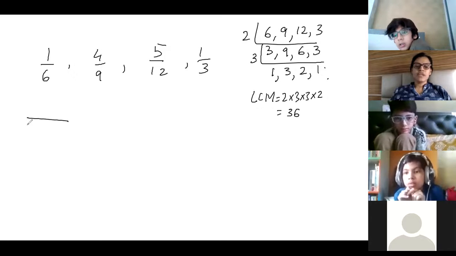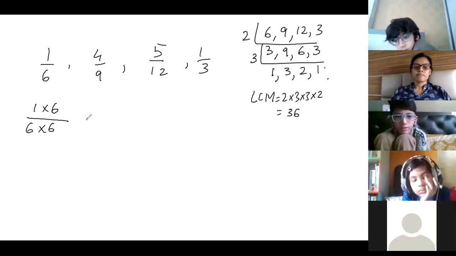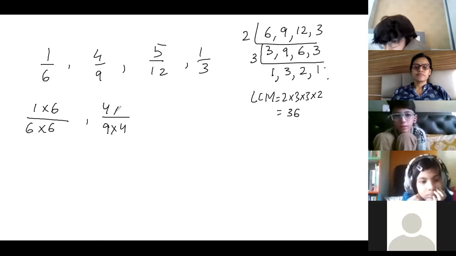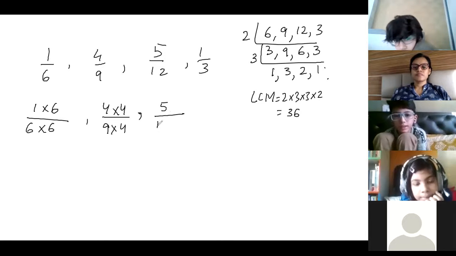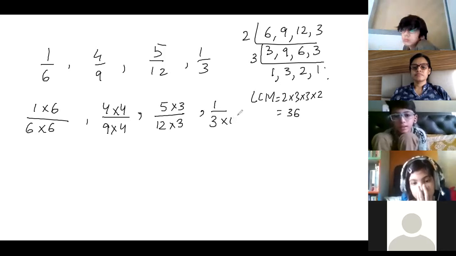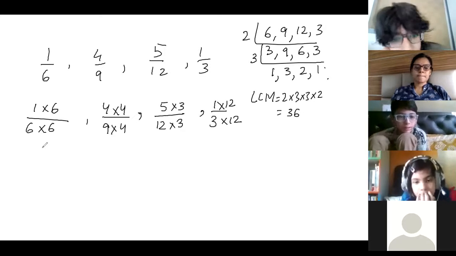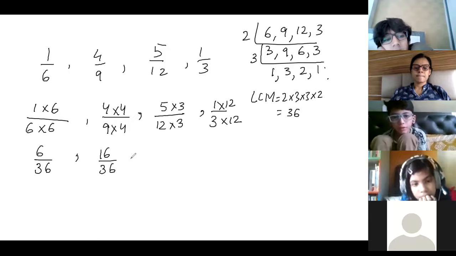Tell me now, how will I make it 36? 6 6s are 36, and 1 into 6. Then we will do 9 4s are 36, so 4 into 4. Then 12 3s are 36. Then we will do 5 into 3. Then 3 12s are 36, and then 1 into 12. So now, 1 into 6, it will be 6 by 36. 16 by 36. 15 by 36.